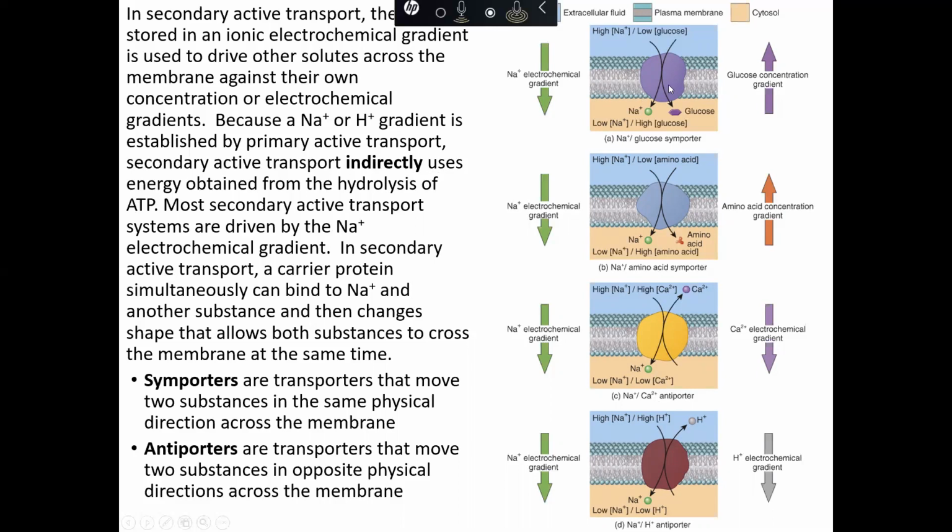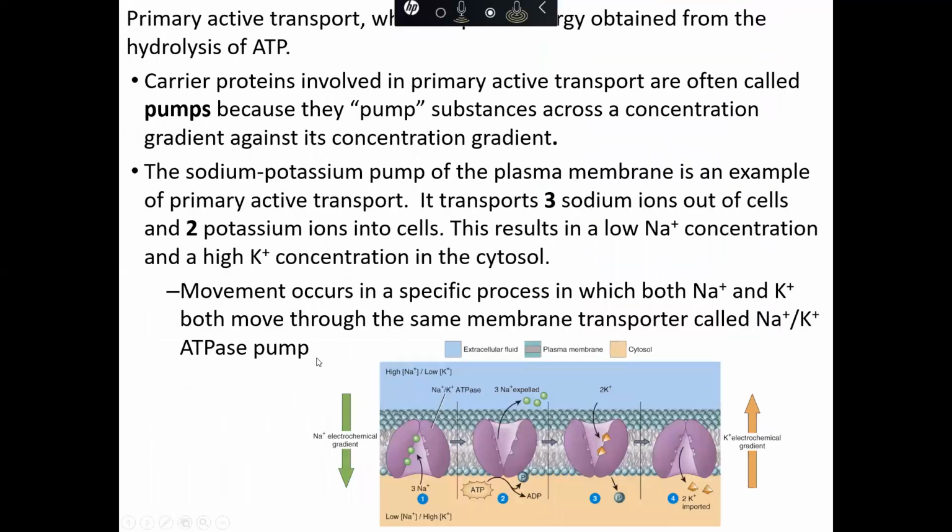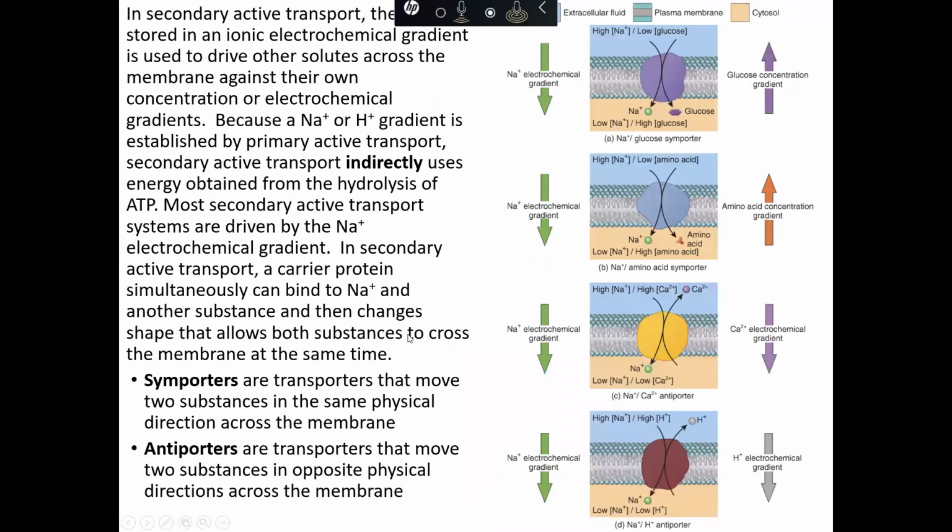So looking at our 4 illustrations of secondary active transport, we will not see ATP involved. The ATP for that process is utilized in primary active transport. Before primary active transport takes place, we had a lot of sodium out of the cell, very little in the cell. What we're doing is pushing what little we had out of the cell, which makes this area even more loaded with sodium, and this area even lower, which means we've created an even steeper gradient. And remember, the steeper the gradient, the bigger the drive to reach equilibrium, which is what we're going to utilize here. Most secondary active transport systems are driven by the sodium electrochemical gradient.